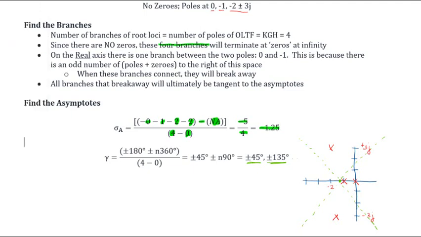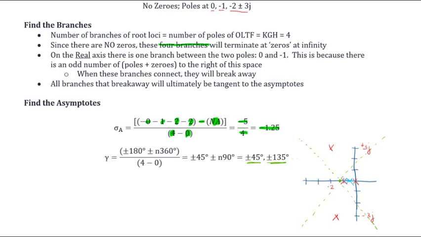So first of all, we've got a branch between 0 and -1. We haven't found the breakaway point, but it's going to be right in the middle. So this one's going to come to the right, this one's going to come to the left, and then they're going to break away, and at infinity they're going to go tangent to these two asymptote lines at negative and positive 45.